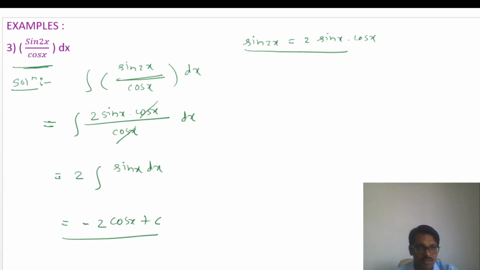Okay, these three examples we have discussed. In the next video we will take more examples and we are going to solve them.